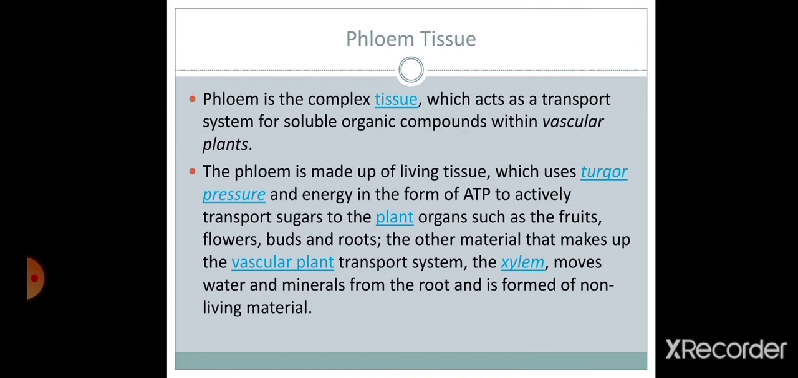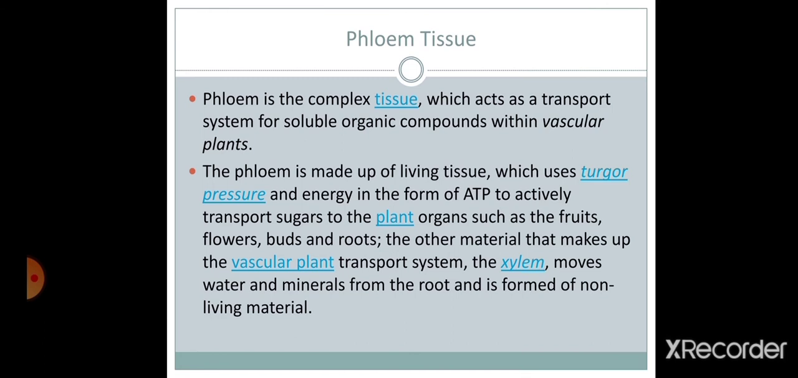So like xylem, phloem is also a complex tissue. Okay, so it is also a complex permanent tissue, but it is a living tissue. It is the other vascular tissue present in the vascular bundle. So the phloem is the principal food conducting tissue in plants and is commonly known as bast. Okay, BAST, bast. So there are two types of phloem: primary phloem as well as secondary phloem.